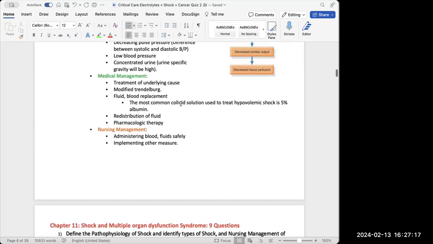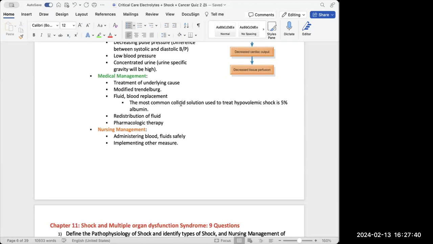So what I also saw that I wanted to mention is that what we could be doing is a modified Trendelenburg. That's what I saw on CoursePoint. It said that for hypovolemic shock, the best position is modified Trendelenburg. I'm not sure how that's different than the other one, but this is what CoursePoint said. So I just wanted to point that out.